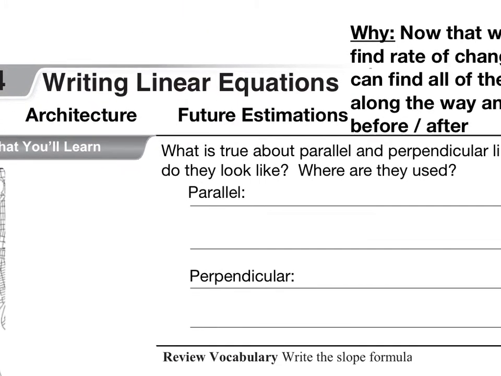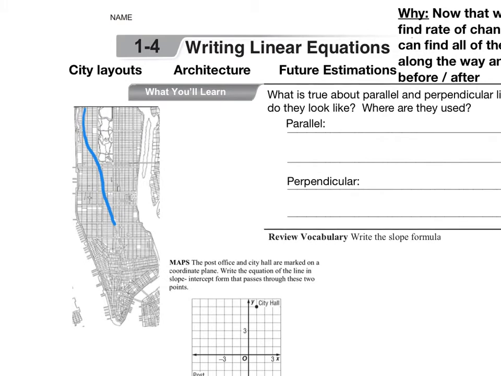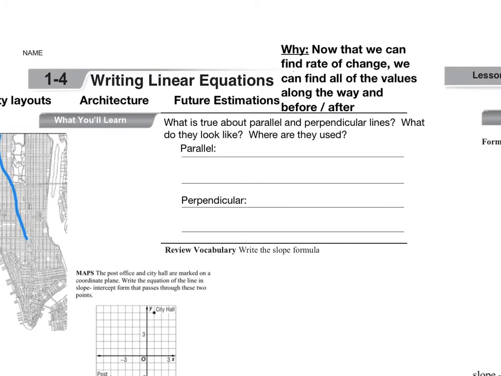And we can use rates of change in writing linear equations to take a look at a pattern and make future estimations. We can take a look at a pattern and talk about where it would have been in the past. So writing linear equations allows us to take the data that we have and talk about a lot more than just the 2 points that we have and the 2 points that form the rate of change.